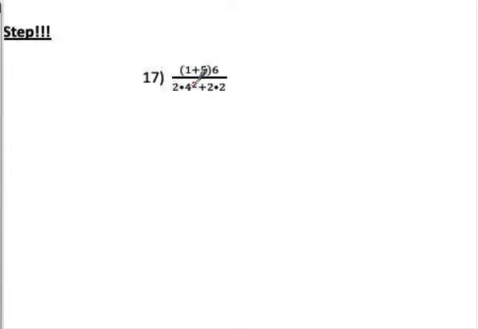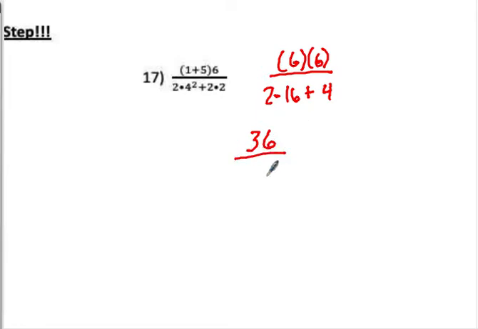Parentheses on top, exponents on bottom. Got to do those in the right order. So 1 plus 5 is 6 times 6. And then on bottom, you'd have 2 times 16 plus, and you can go ahead and multiply that 2 times 2 plus 4. Okay? So then it would be 36 on top over 32 plus 4, which is 36 over 36, which is 1.